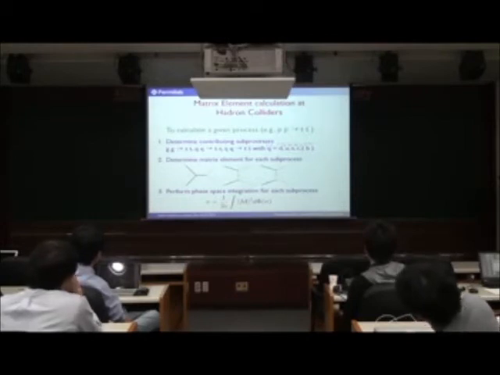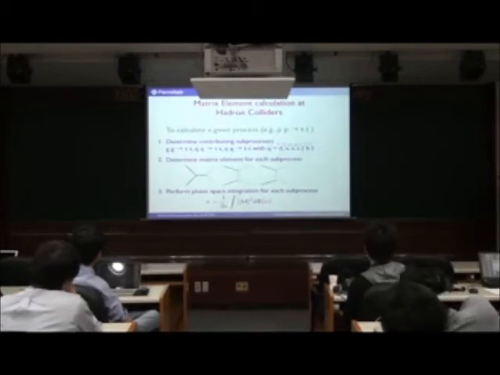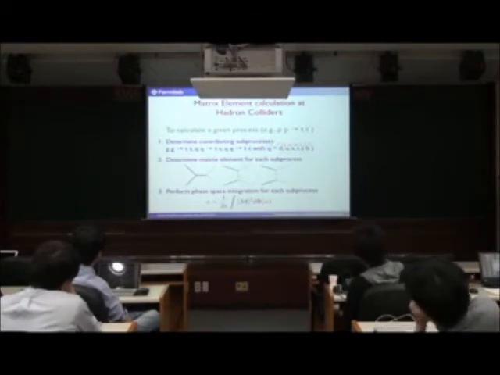Then we need to determine the matrix element for each subprocess. So the matrix element, as you know, is the sum of Feynman diagrams, and then you square the sum. And finally, you need to perform the phase-space integration for each subprocess. So it's this part.